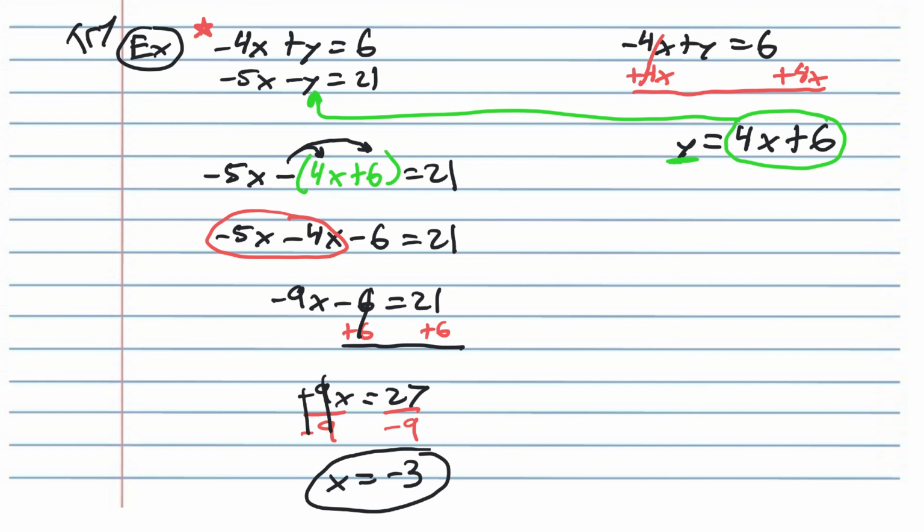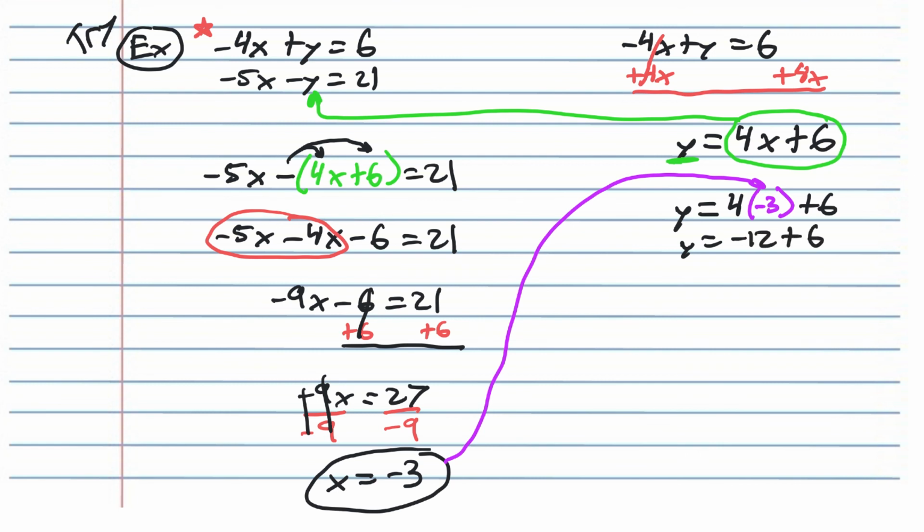So y is equal to 4 times negative 3 plus 6. So I took this negative 3 and plugged it in. And then we're going to simplify. 4 times negative 3 is negative 12. And finally, negative 12 plus 6 is negative 6. That's the other half of our answer. Now we just have to put it together. Remember x comma y, so our official answer is negative 3 comma negative 6.